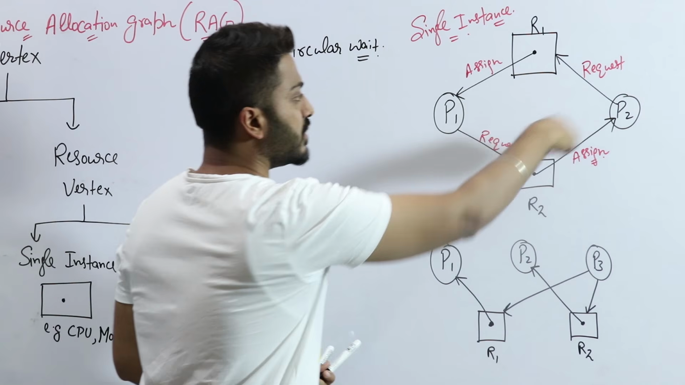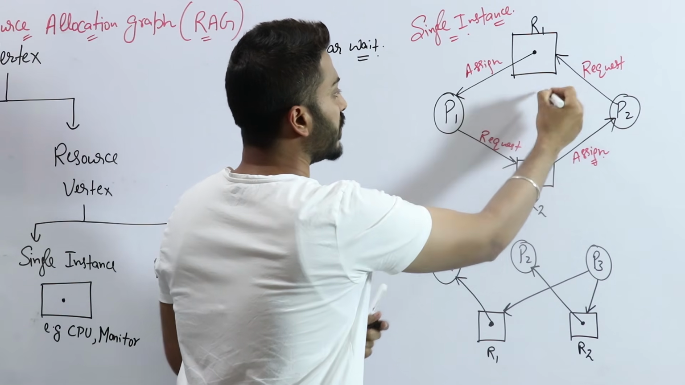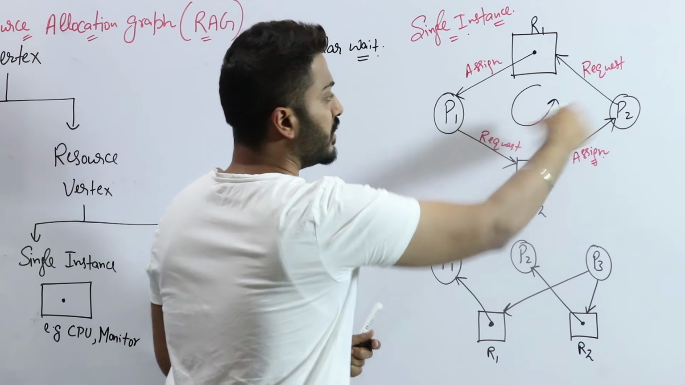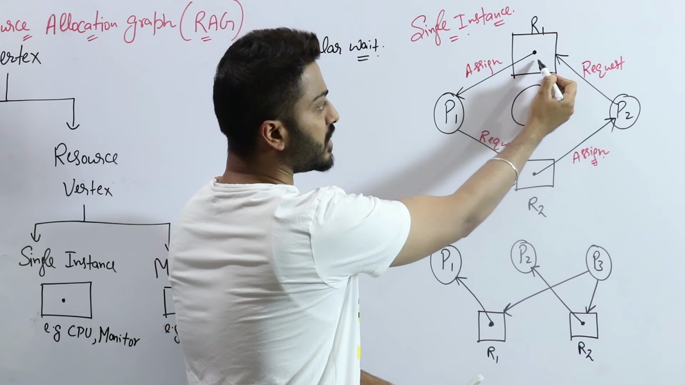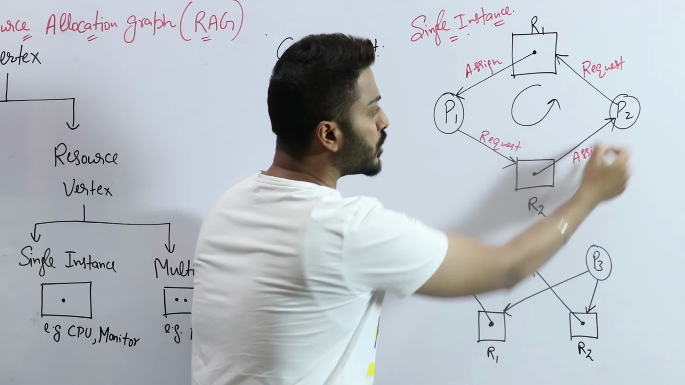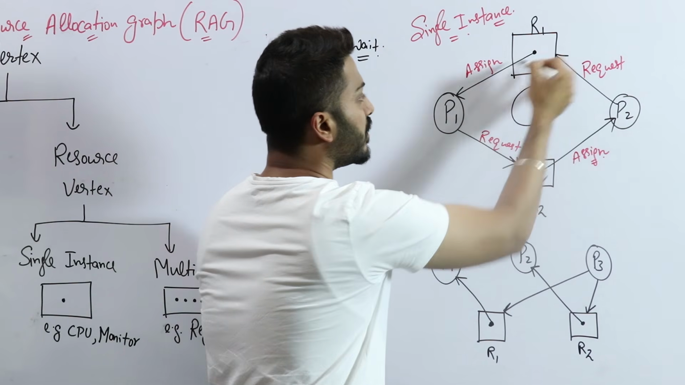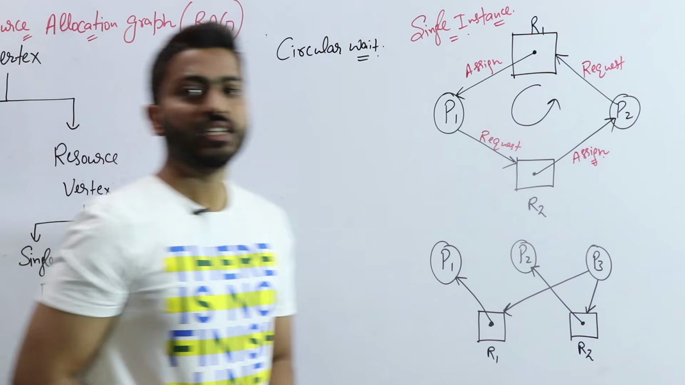So yes, there is a circular wait. There is a circle. Circle means like a loop. It means if we start our journey from R1, can we come back to R1? Yes, we can come back to R1. That is called a cycle.